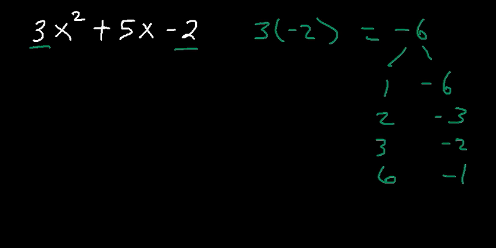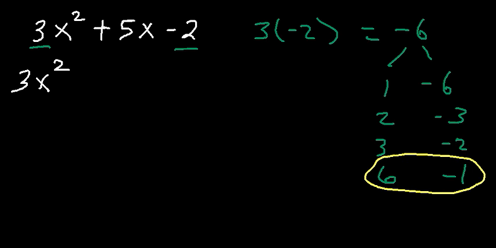So which pair of numbers add up to 5? 6 plus negative 1 is equal to 5. So what we're going to do is replace 5x with 6x minus 1x. And now let's factor by grouping.